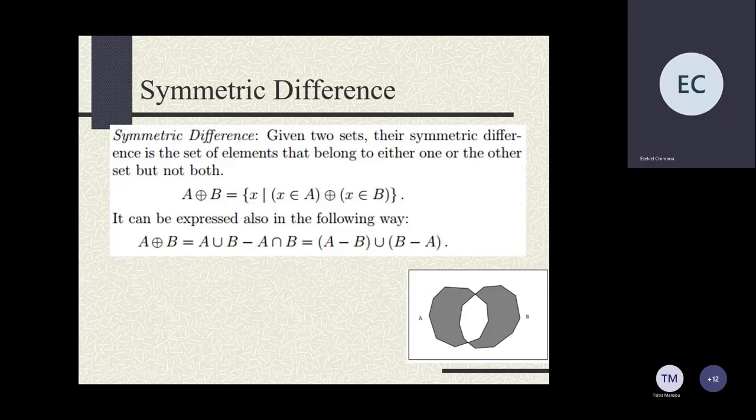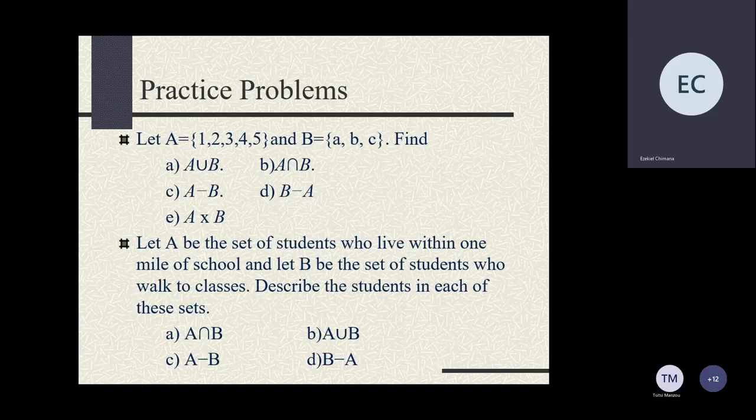As practice, you can do the practice problems where they give set A and set B, and you are required to find A union B, A intersecting B, the set difference of A and B, B minus A, and also the Cartesian product A cross B. You can do the rest of the problems on your own, finding the answers. There are other practice problems where you are asked to draw the Venn diagrams for each combination of the sets A, B, C.